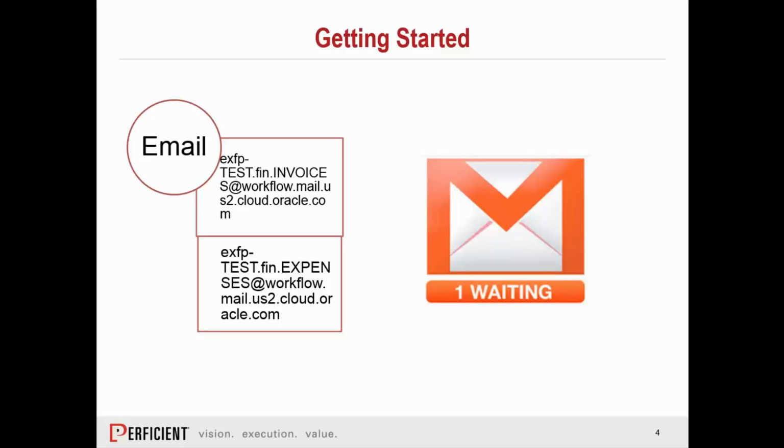This is important because you will receive an email. Within the email, you're going to get 4 links, or let's say, 2 emails. If you see on the left-hand side of the screen, you have exfp-test.fin.invoices@workflow and so on. You're going to have 4 of these. One is going to be for test invoice, and if you look at the bottom, one is going to be for test expenses. So make sure you send it to the correct email address. The other 2 email addresses you will receive are going to be for production invoices and for production expenses.